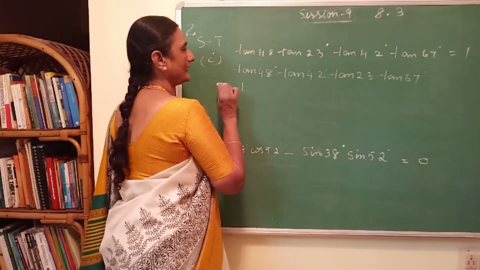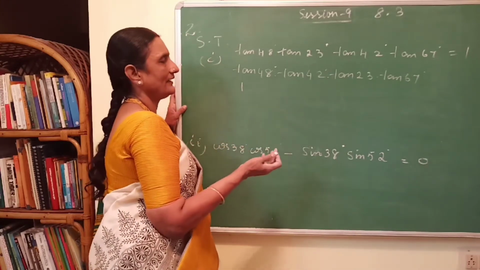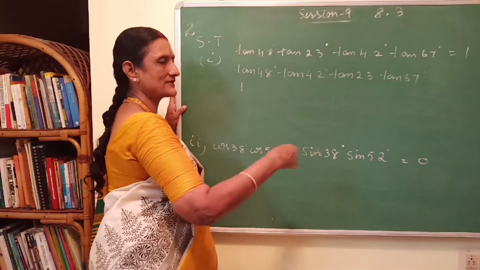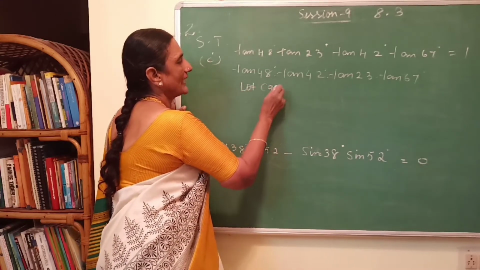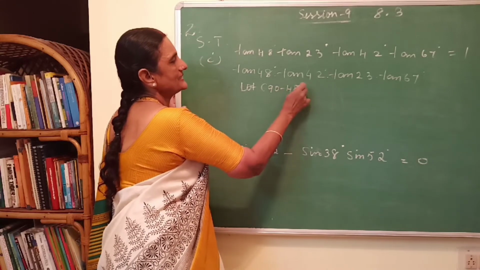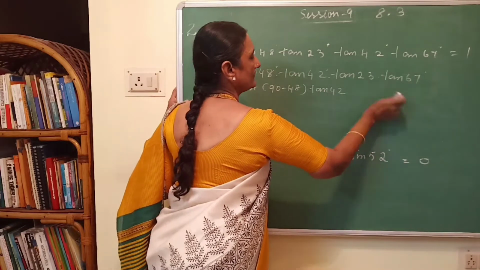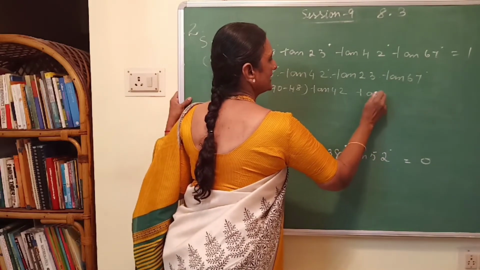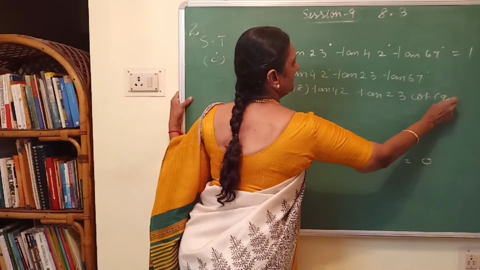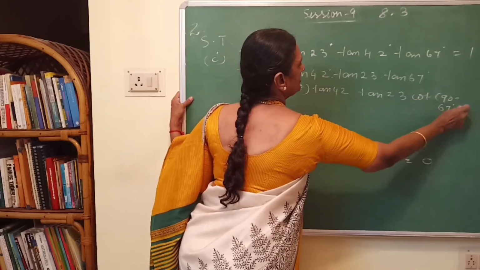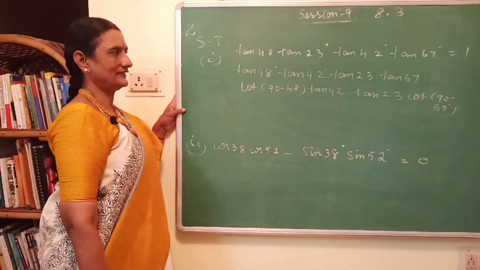So out of tan 48 and tan 42, one among these we can choose, and one can be written in terms of cot. So this can be written as cot of 90 minus 48 into tan 42, and out of this I can choose tan 23 and cot of 90 minus 67, we can choose like this. Understood, children? Now proceed further.